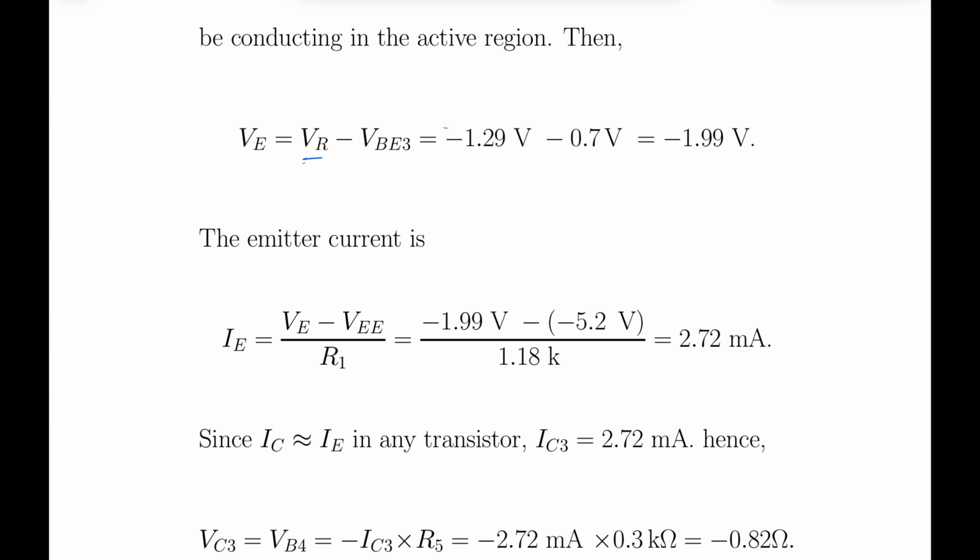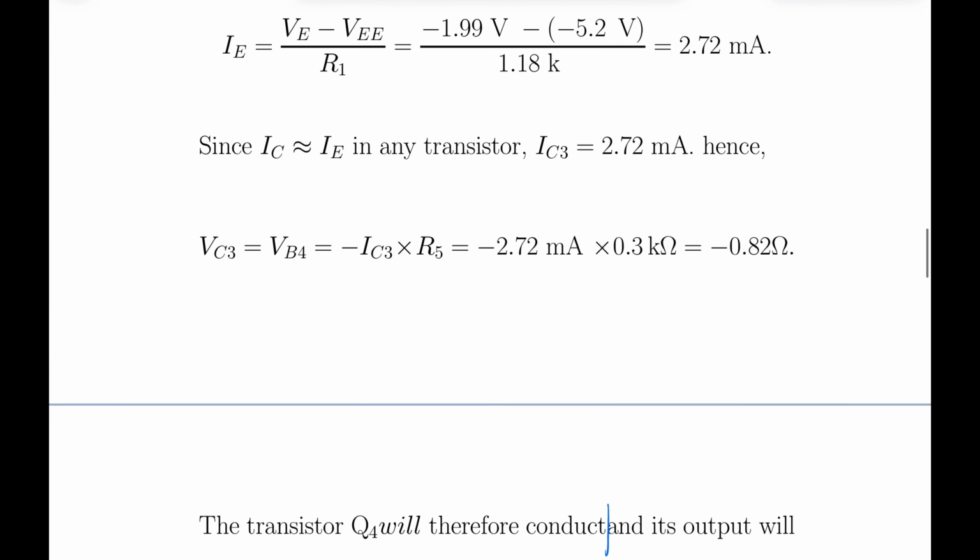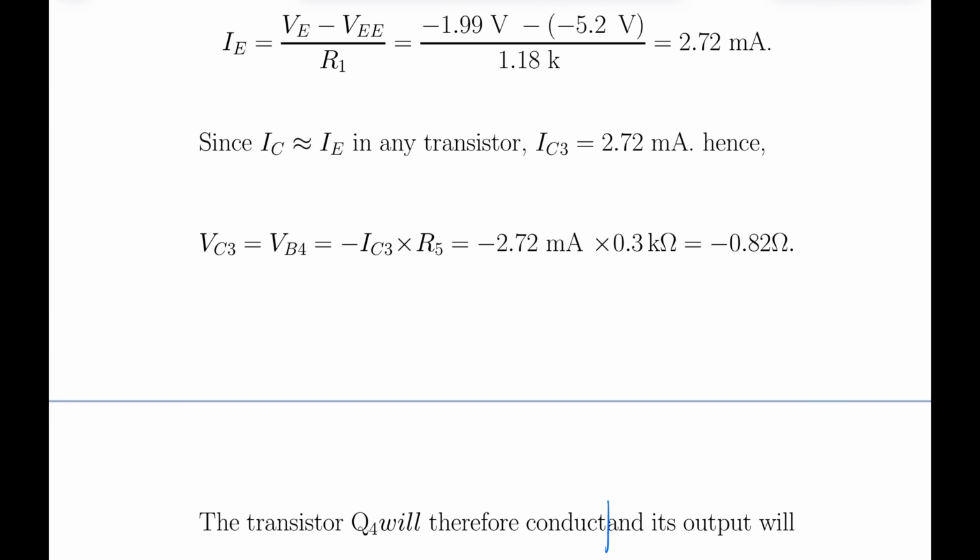The emitter current IE is equal to (VE minus VEE) upon R1. VE, as we have seen, is equal to -1.99 volt, and VEE is the applied voltage, equal to -5.2 volt. R1 is 1.18 kilo ohm. So this gives you the value of emitter current as 2.72 milliampere. Since in any transistor the collector current and emitter current are nearly equal, we can infer that the collector current of transistor Q3, which is IC3, is also equal to 2.72 milliampere.